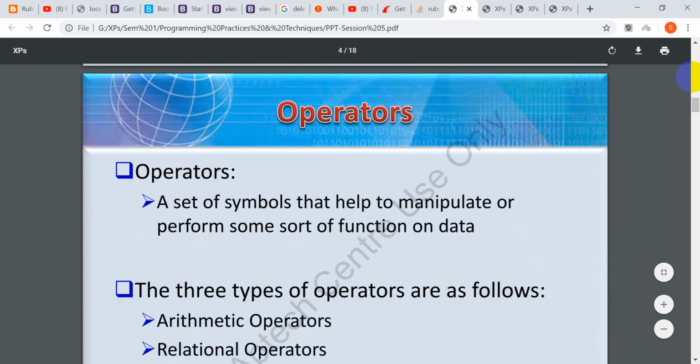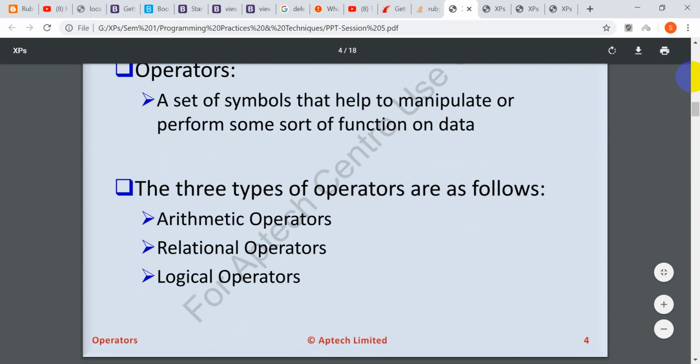So operators are a set of symbols that help to manipulate or perform some sort of function on data, right? Like addition: you can use addition to manipulate numbers by adding two numbers together, or multiplication, to perform some sort of function on data. By the time you manipulate the data, you can change it, right? 2 plus 2 will automatically give you 4.